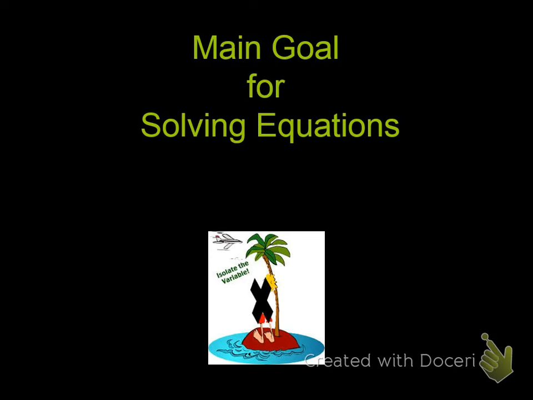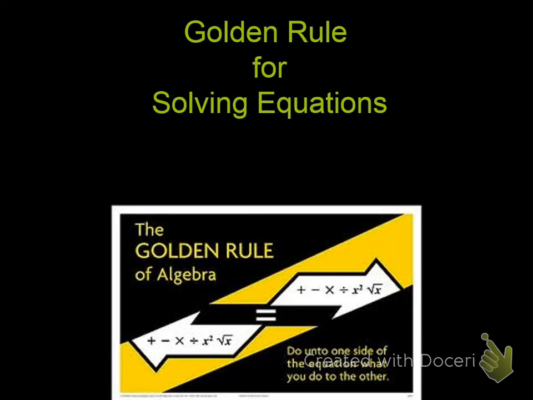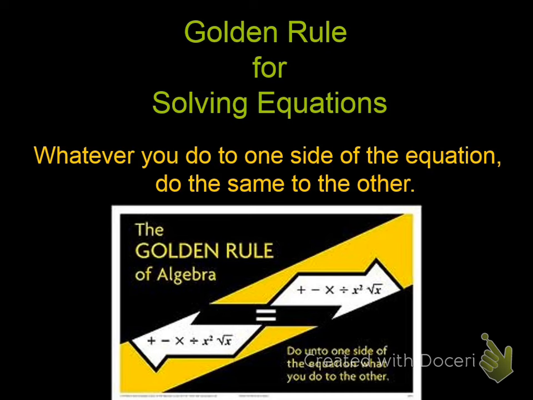The main goal for solving equations is to isolate the variable. When we begin our problems today, we'll circle the variable that we're solving for, so we can remember that we want our solution to be that variable equal to a constant. The golden rule for solving equations is whatever you do to one side of the operation, you do the same to the other side.